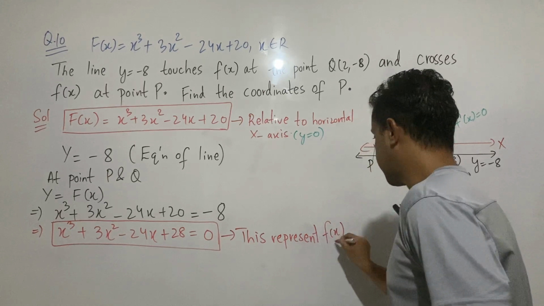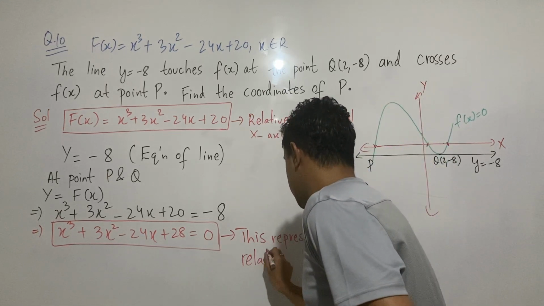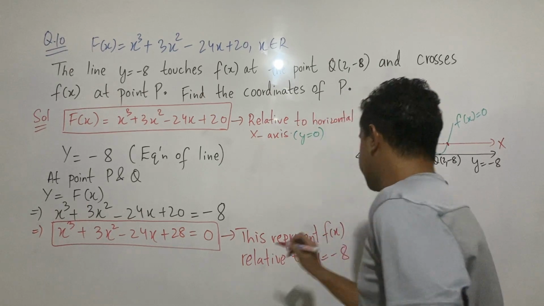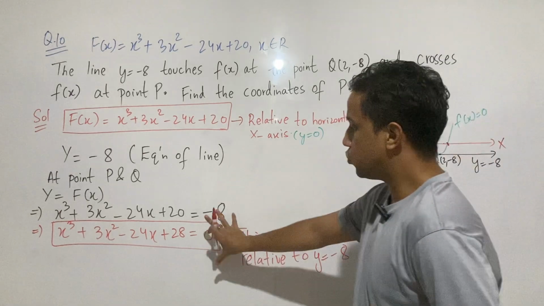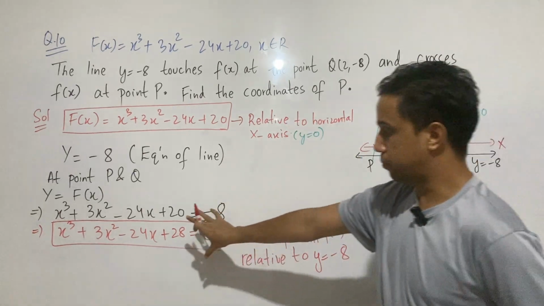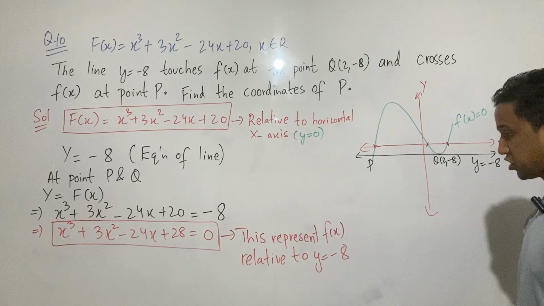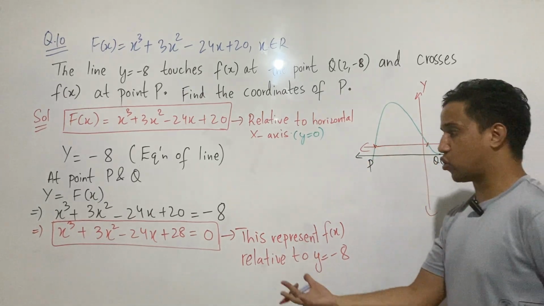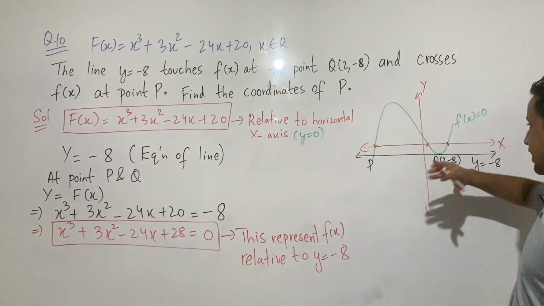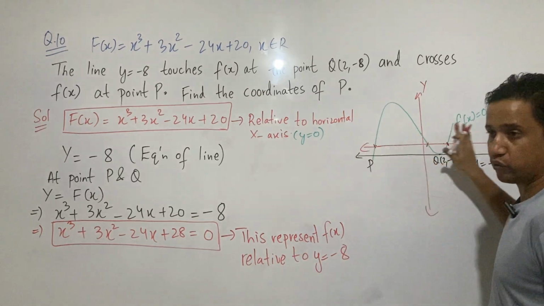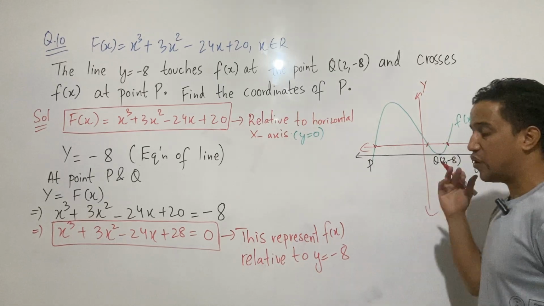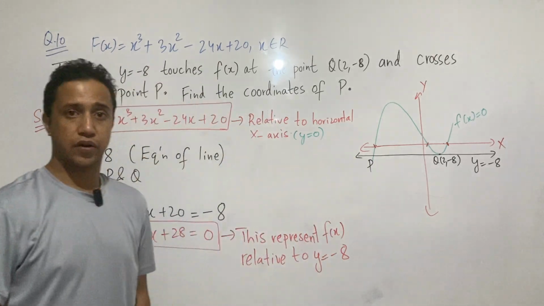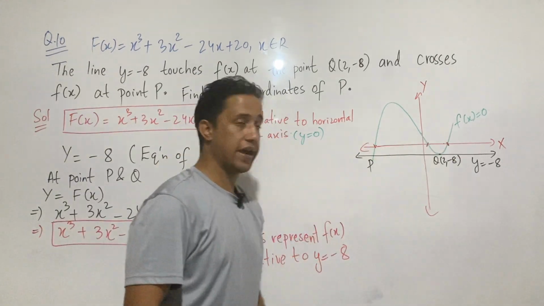f(x) relative to y equals -8. Understand? When you look at this polynomial expression or this polynomial function, it is the equation relative to y equals -8. It means that just forget about this horizontal x-axis. We have nothing to do with it here. Okay, so just forget the horizontal x-axis.